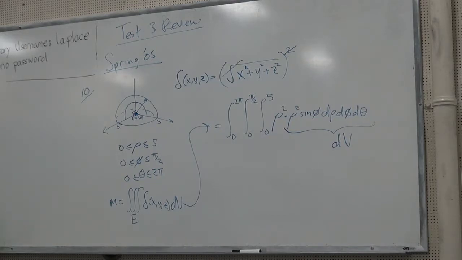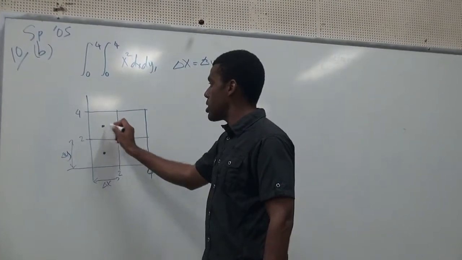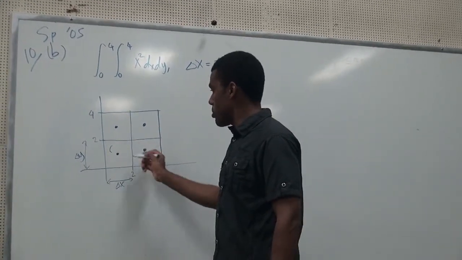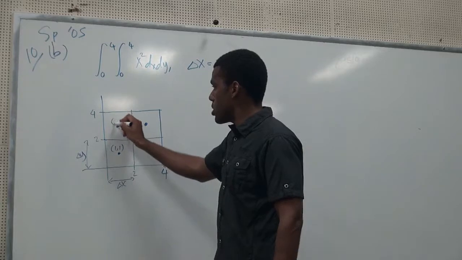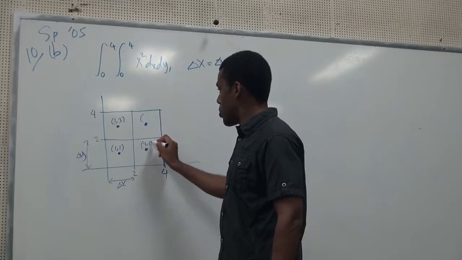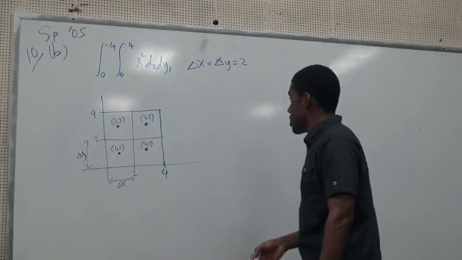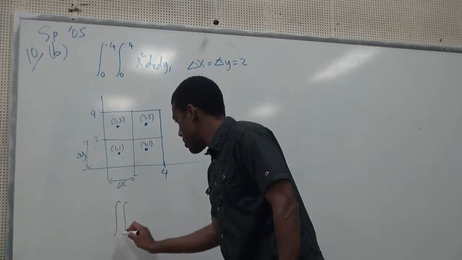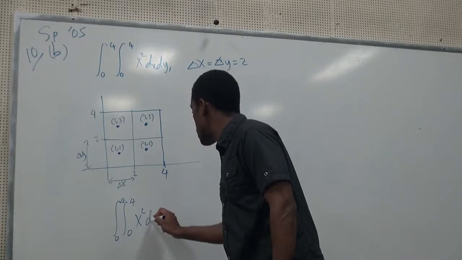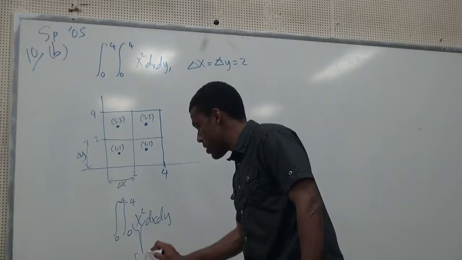Then it says use the midpoint rule, which means you take the middle of each rectangle, the point here. So this would be the point (1,1), this would be (1,3), this would be (3,1), and this would be (3,3). And so this integral from 0 to 4, 0 to 4 of x squared dx dy, the x squared, you think of that as your f of x, y.